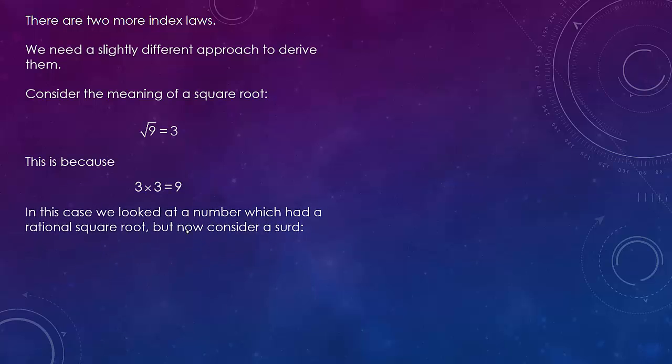In this case, we looked at a number which had a rational square root because we considered 9, which we know is a square number. But now consider a surd. The square root of 2 multiplied by the square root of 2 gives us 2, in exactly the same way that the square root of 9, which is 3, multiplied by the square root of 9 gave us 9. This is the very definition of what a square root is.